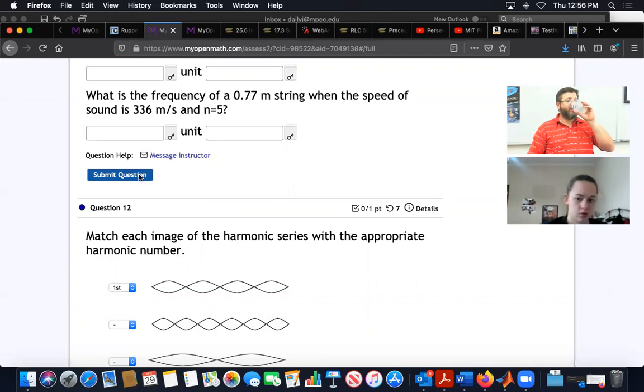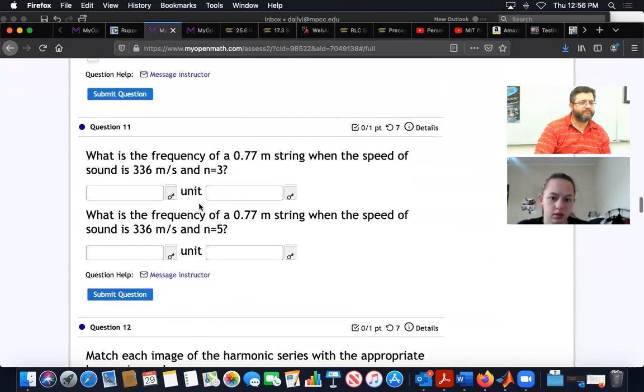Any other question? Yes, could we do number 11? Am I supposed to use the closed at both ends equation?